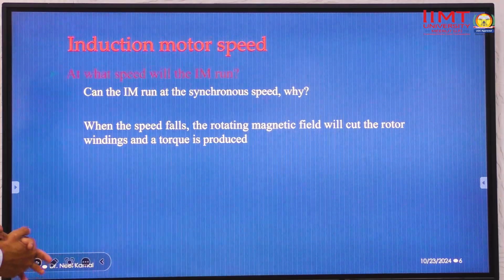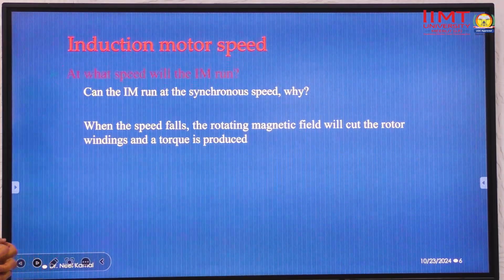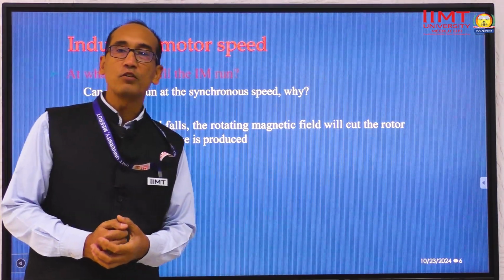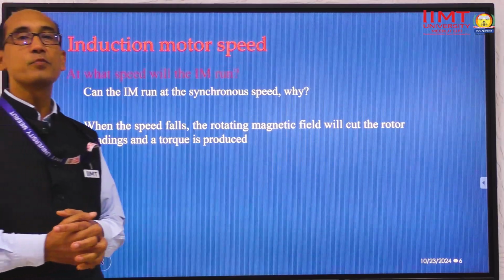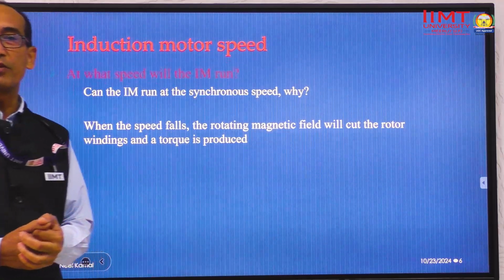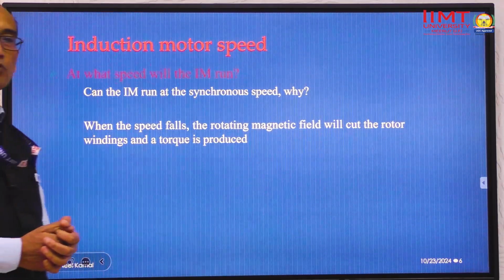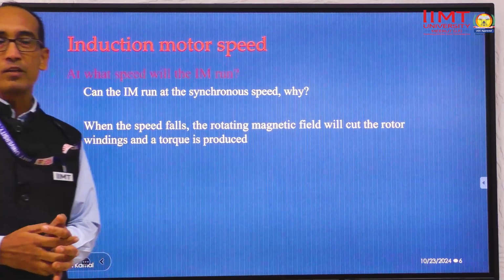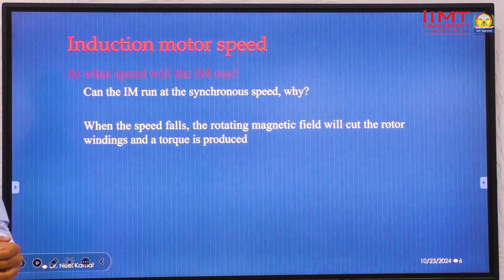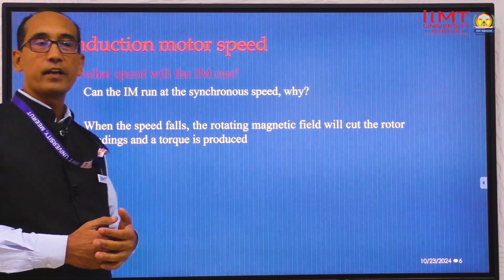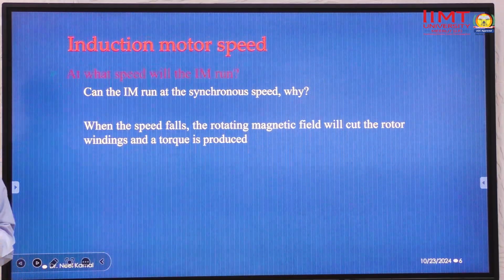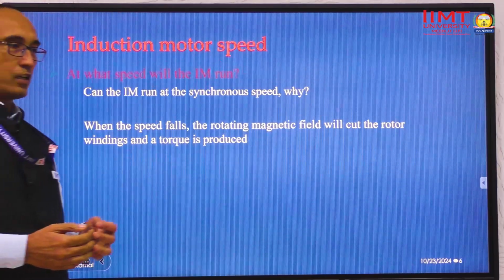Does the induction motor run at synchronous speed? Is it possible? No. Whenever the induction motor reaches a speed equal to synchronous speed, the relative speed will be equal to 0, and whenever the relative speed is 0, there is no production of torque. Then the speed will reduce, and when the speed is reduced, a relative motion is again produced inside it, so again it has starting torque, and it again gains speed.